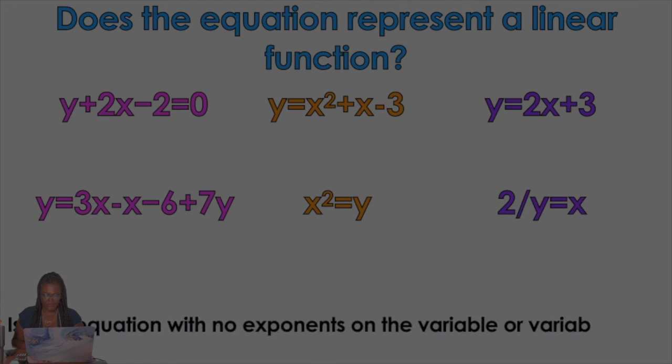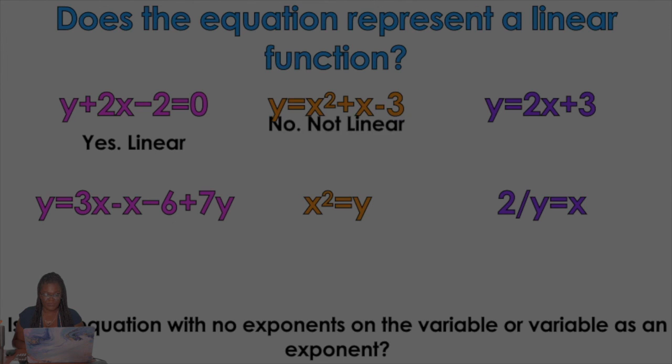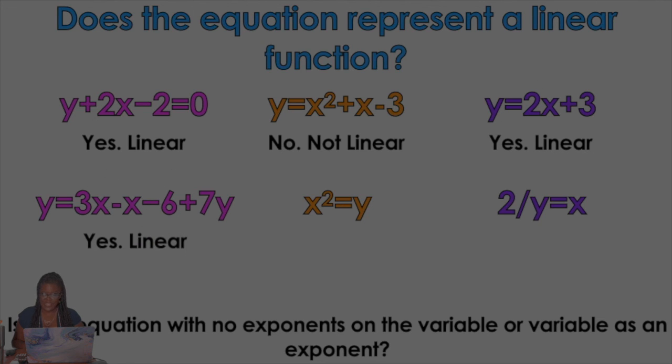All right. Is it an equation with no exponents on the variable or a variable as an exponent? Yes, this first one is linear. No, because exponent of 2, not linear. Yes, this one is linear. Yes, this one is linear. No, not linear because it has an exponent. No, not linear. You also cannot have variables in a denominator. I should probably add that to the definition. So I tried to trick you on that one. Sorry if I gotcha.